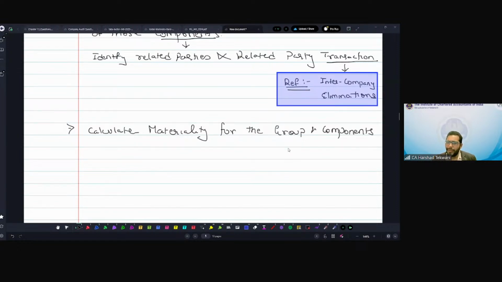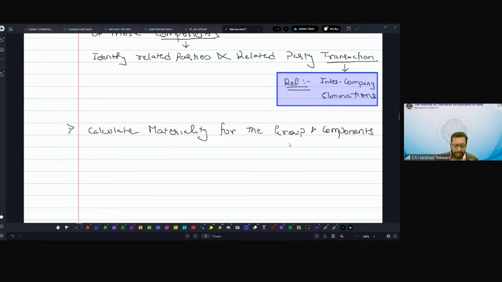Why do I need to calculate materiality for the group? Can anyone tell me? Why do I need materiality for the group, or why do I need materiality for the components also? Let's say the component auditor will calculate its own materiality. Why do I need to calculate materiality for them? Anyone?